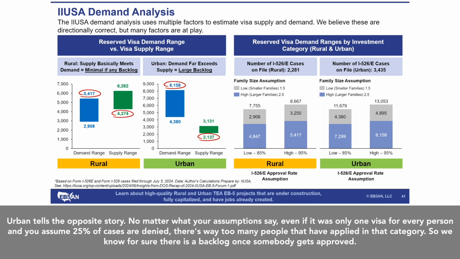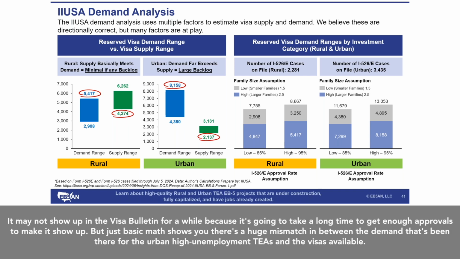Urban tells the opposite story. No matter what your assumptions say, even if it was only one visa for every person and you assume 25% of cases are denied, there's way too many people that have applied in that category. So we know for sure there is a backlog once somebody gets approved. It may not show up in the visa bulletin for a while because it's going to take a long time to get enough approvals to make it show up. But just basic math shows you there's a huge mismatch between the demand that's been there for the urban high unemployment TEAs and the visas available.